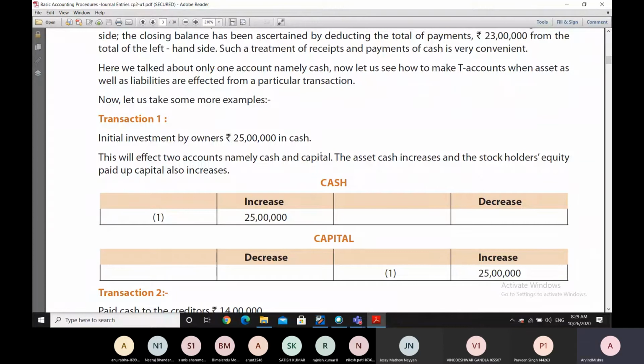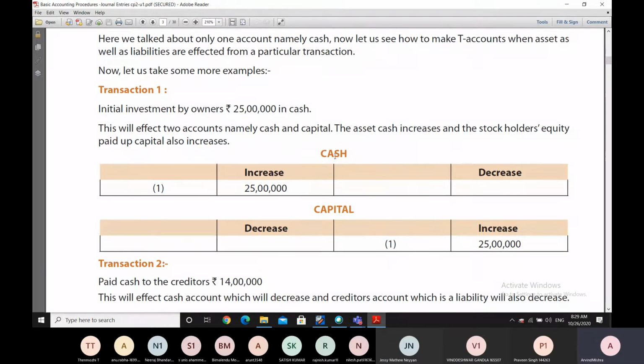Now, when he introduces capital in the form of cash, two accounts are going to be affected in his books of accounts. One is the cash account and the other is the capital account. The primary transaction is introduction of cash, which means that in his cash book he will enter 25 lakh cash. As you can see here, when there is an increase in cash, we put it on the left side, and when there is a decrease of cash, we put it on the right side.